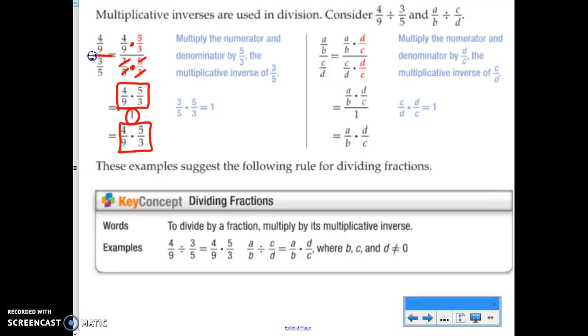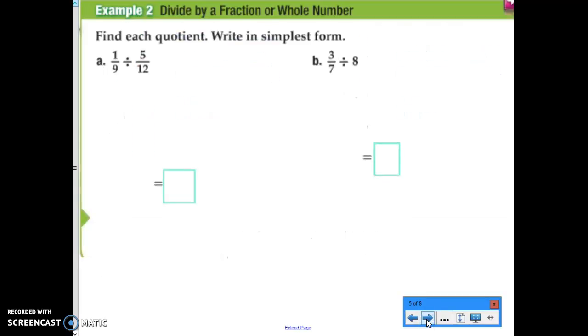Make sure you get the rest of these on the bottom written in your notes, and we'll move on to the next slide. It says find each quotient and then write it in simplest form. Some of us are still forgetting to write everything in simplest form. Always reduce, okay?